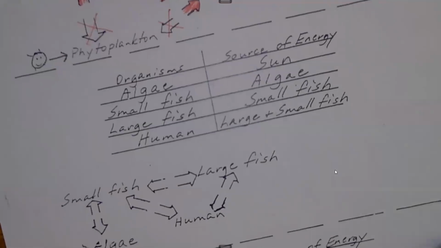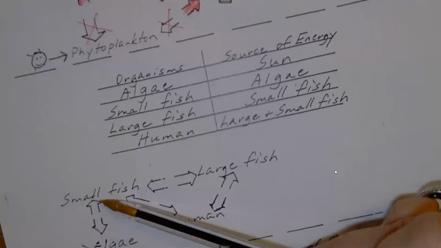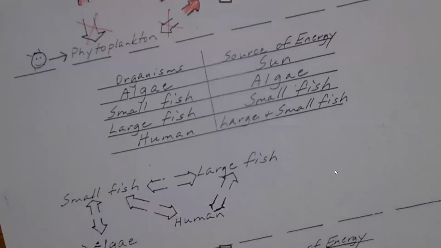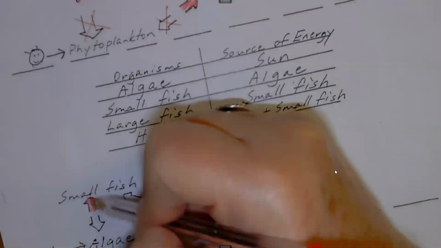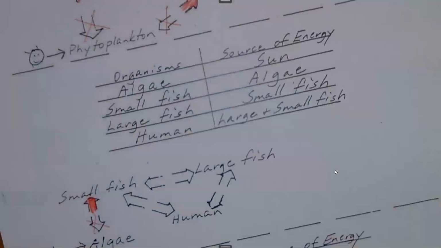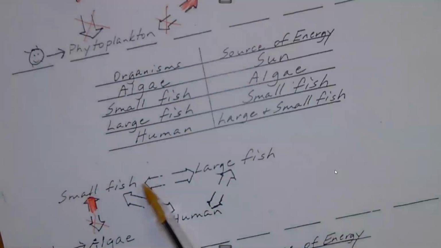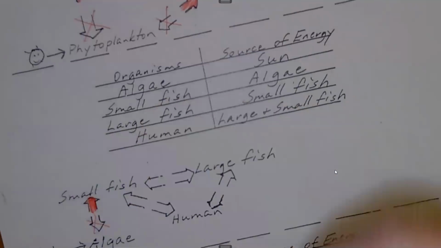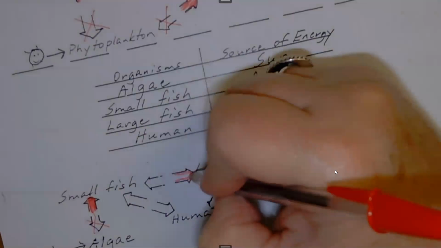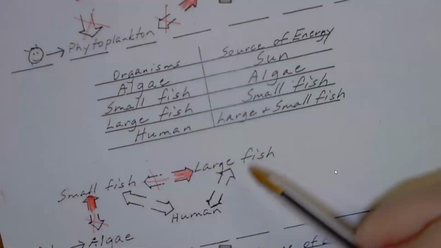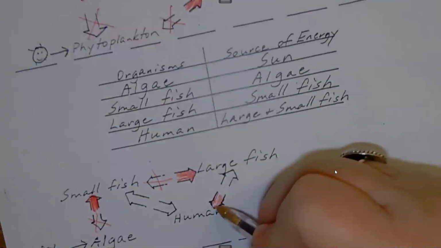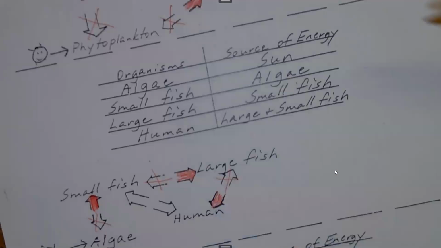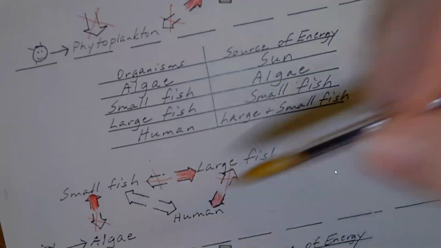All right, let's start with my first one. Between my algae and my small fish, which way does it need to go? Small fish. I don't think algae can eat small fish, can they? Then between my small fish and my large fish, which one does it need to be? Large fish. Then I have large fish and human. Human. And then I have small fish and human. Human again. And that's where my energy's flowing.